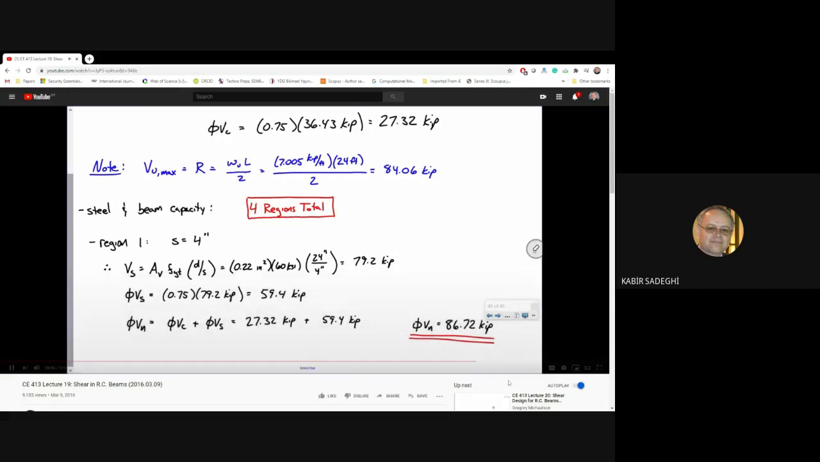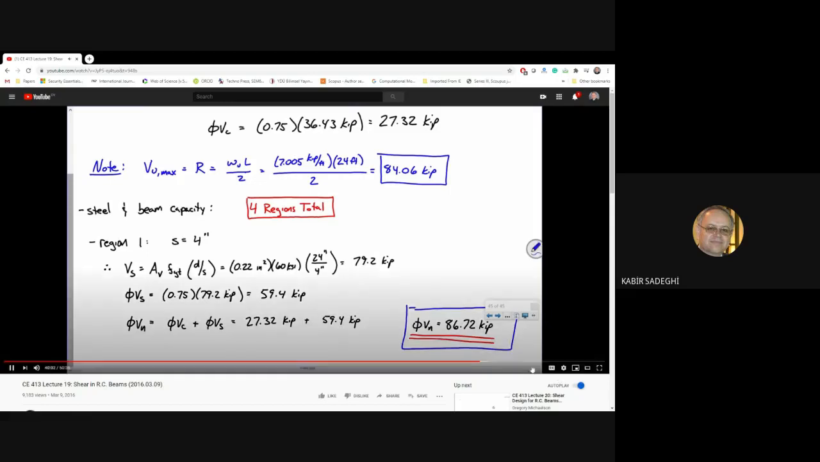27.32 plus 59.4. Yeah, so this right here, this is how much load is being applied. This is how much it can withstand. That's a little better, isn't it? The last one is capacity. The first one is applied load. If all we were able to count on was the strength of the concrete, we'd be having some problems. Does that make sense? Everybody okay with that?